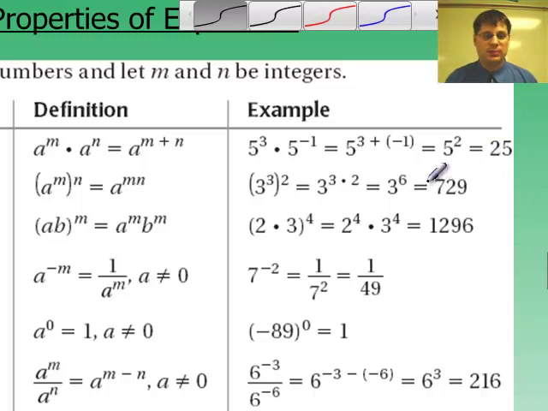The next one is a power of a power. Basically, we have an exponent, in a sense, on an exponential expression. So I have a to the m, and then that's all to the n power. In other words, if I had 3 cubed, and then I was going to square that, I'm having a to the mn. I would multiply them together. So here I have 3 cubed squared. Well, I would multiply them together.